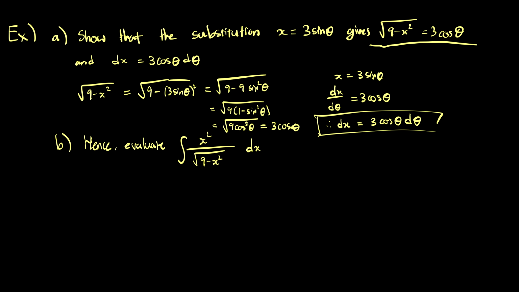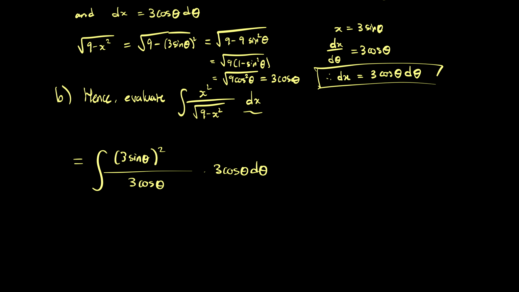Part B says, hence evaluate the integral of x squared over the square root of 9 minus x squared. In part A, we already derived everything. So x equals 3 sine theta, so I'm going to input that in. And the square root of 9 minus x squared was equal to 3 cos theta, and dx was equal to 3 cos theta d theta. So that's what we have to evaluate here.